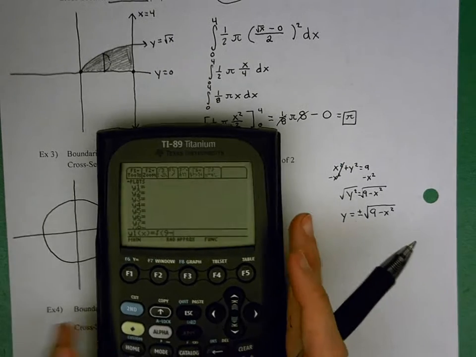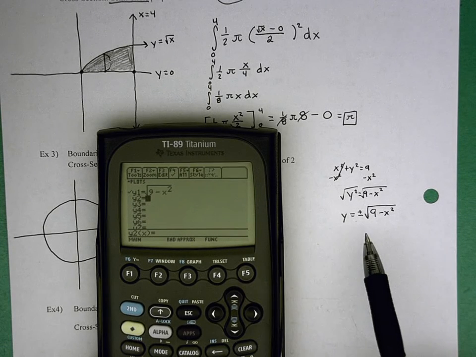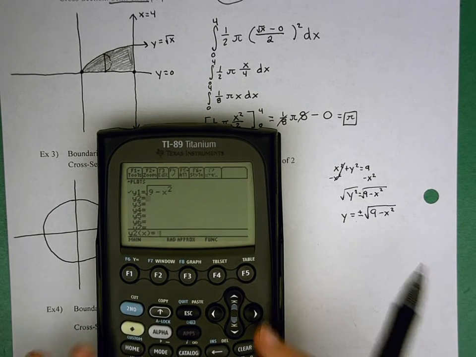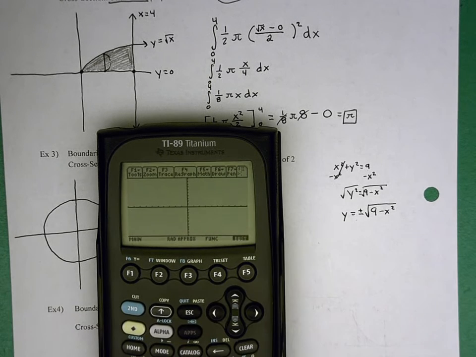Let's go ahead and show that. In y1, we graphed positive root 9 minus x squared. In y2, we're going to graph negative root 9 minus x squared. And you'll see here it'll graph a circle. Mine is probably going to be a little bit stretched out simply because of my window. You can still see the circle.